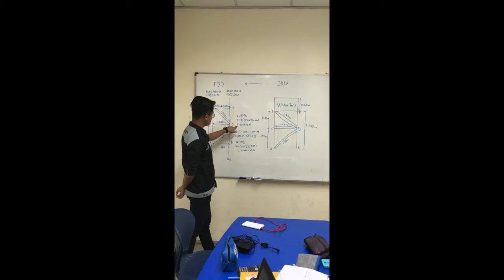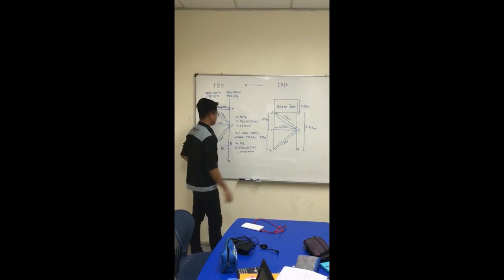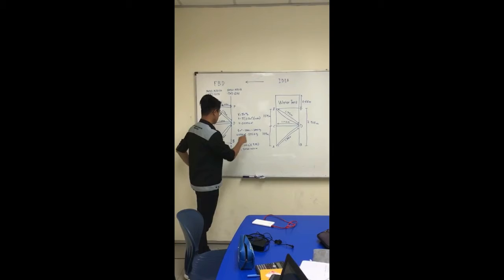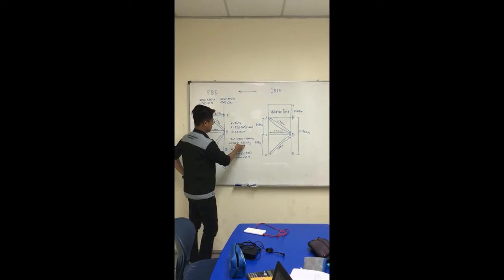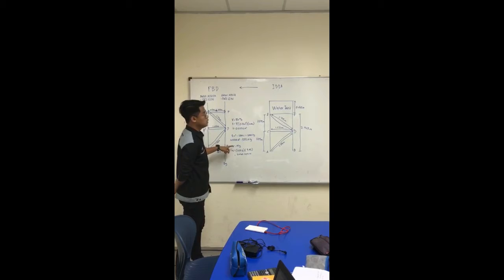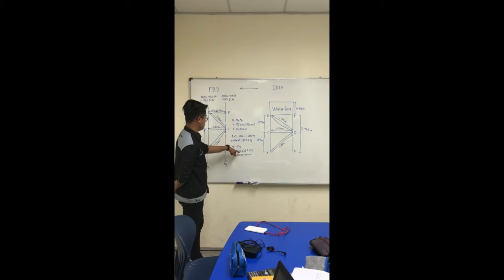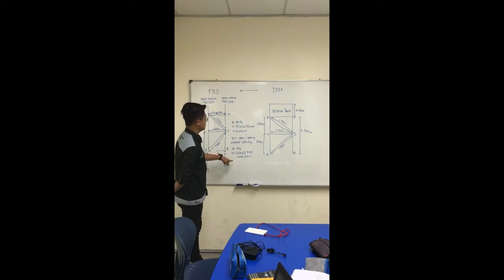We change the unit to kilogram because we want to assign the weight of the water tank. To convert cubic meter to kilogram, we need to multiply by 1000. This is the formula for our weight: mass times gravity. We take the mass from this. So we change the unit, and this is our assumption.